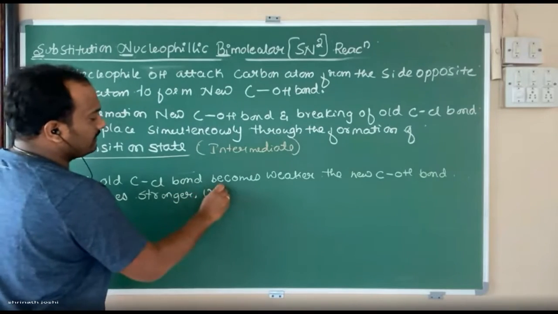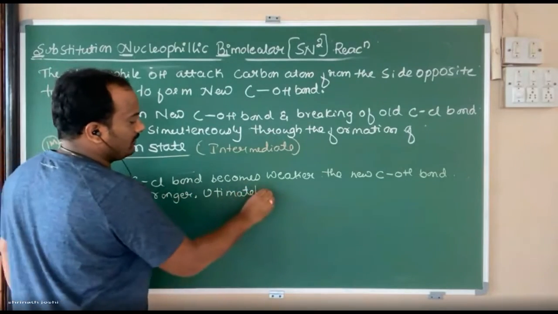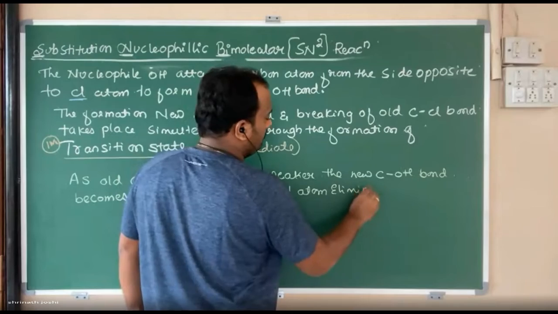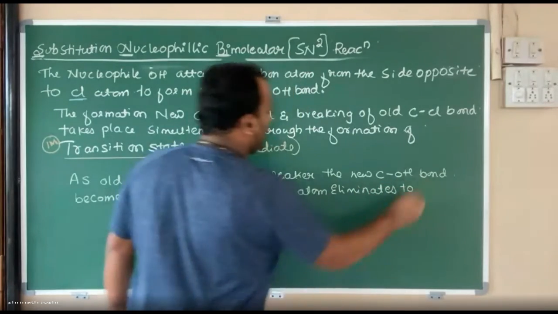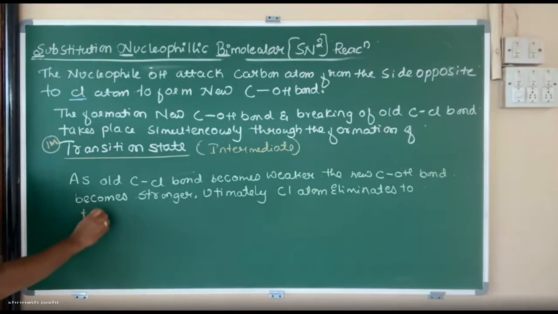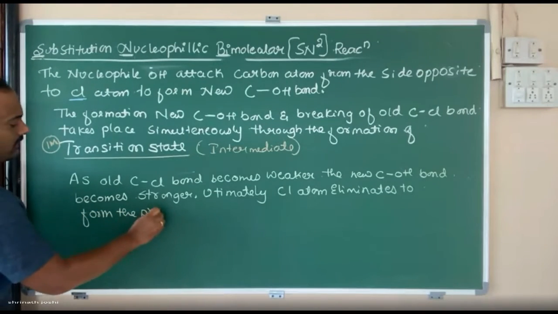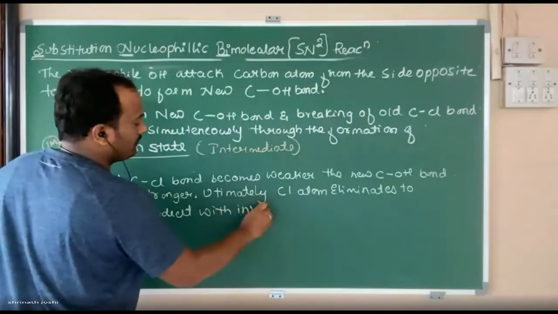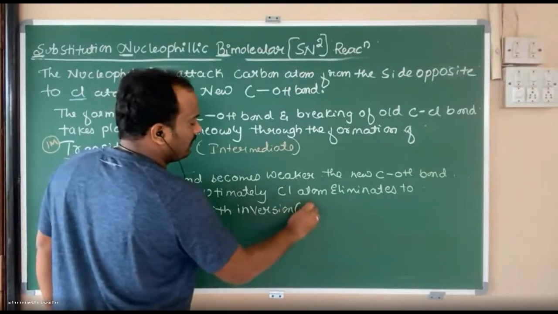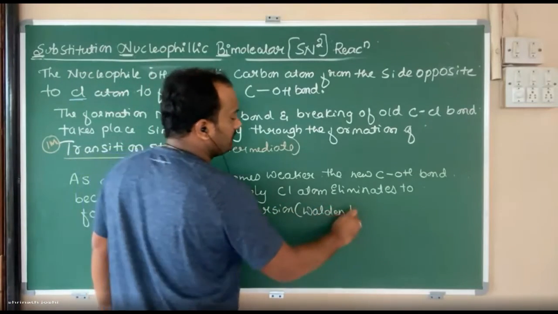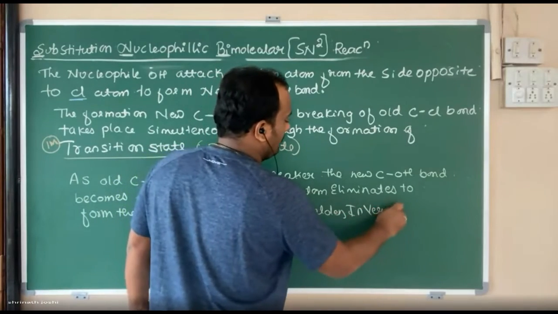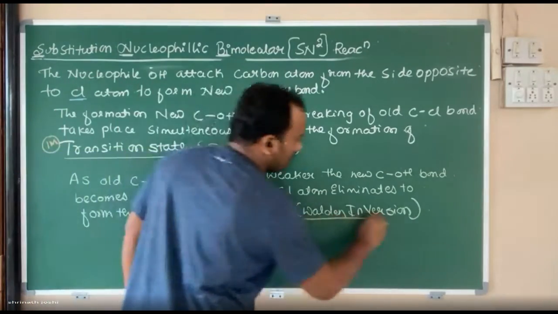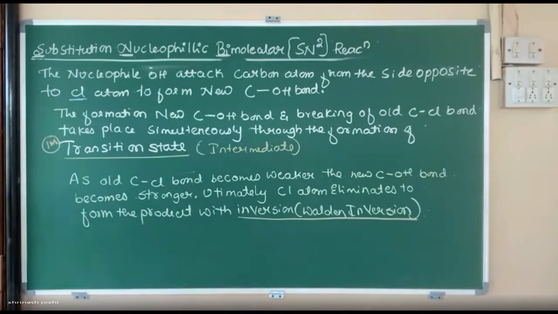Full stop. Ultimately, the Cl atom eliminates to form the product with inversion. In bracket, Walden inversion. Underline that word, Walden inversion. The product will always be inverted.